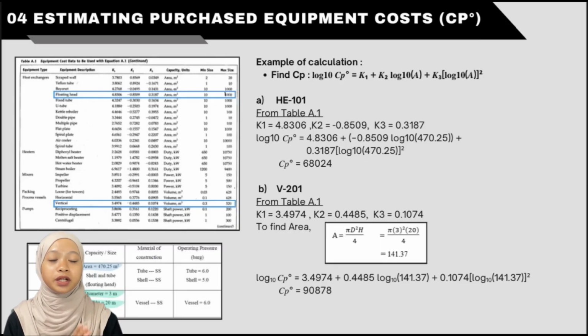For the second example, V201 is a vertical process vessel with a diameter of 3 meters and a height of 20 meters. To determine the value of A, we calculate using the formula A equals pi d squared h over 4, which results in 141.37 meters squared. Based on Table A1, K1 equals 3.4974, K2 equals 0.4485, and K3 equals 0.1074. Substituting these values into the formula, the result is CP0 equals 90878. That's all from me. Thank you.